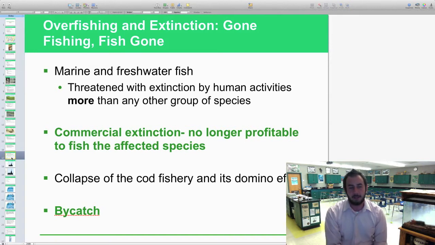But bycatch is another term I want you to know. That is basically when you are fishing with big nets, the species that you are not trying to catch, the ones that you're not targeting to eat or harvest, is what we call bycatch.